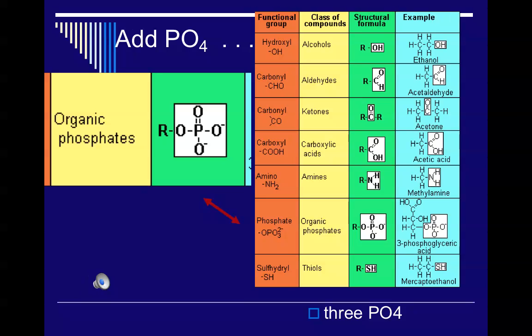the monomers or building blocks for nucleic acids. We call those building blocks nucleotides. So we're going to use nucleotides to make nucleic acids.